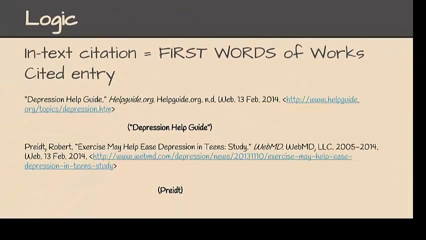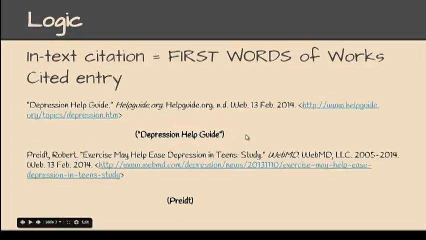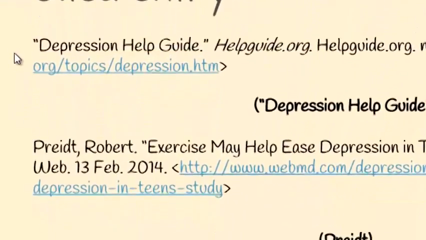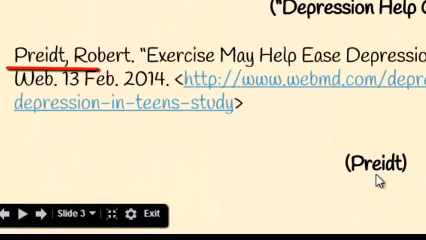Now let's look at in-text citations. The logic behind in-text citations and works cited, the way that these work together, is that the in-text citation that you use is the first part of your works cited entry for that source. So if this is the source you're getting information from, or that you're citing information from, your in-text citation is going to look just like that. It's going to be in quotes the article title, because this one does not have an author. This source here does. And so all you would put is the author's last name after the information that you are citing from that source.